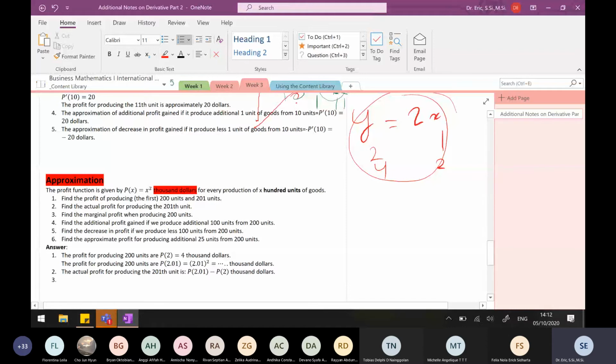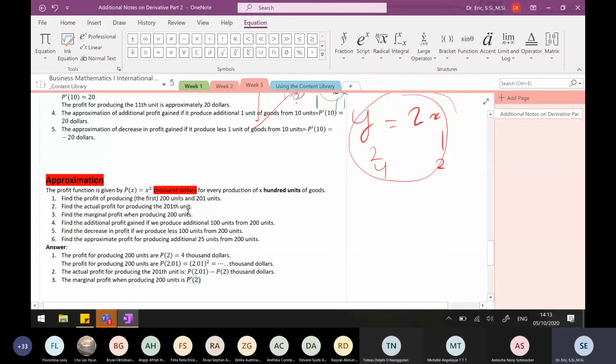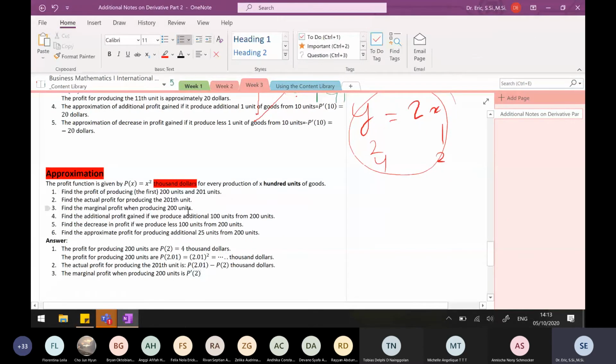Okay, yeah. What about this one? Find the marginal profit. What is the marginal profit? What is this one? It is given by P prime 2. Very, very good. The marginal profit when producing 200 units is P prime 2. Don't forget the units in $1,000.